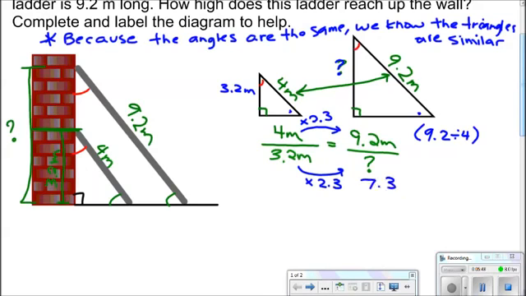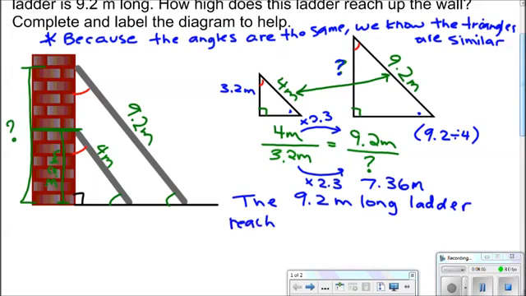And so where the taller ladder hits the wall is 7.36 meters. So it works. It's less than the 9.2 and it was greater than the 3.2. So the 9.2 meter ladder, long ladder, reaches 7.36 meters up the wall.